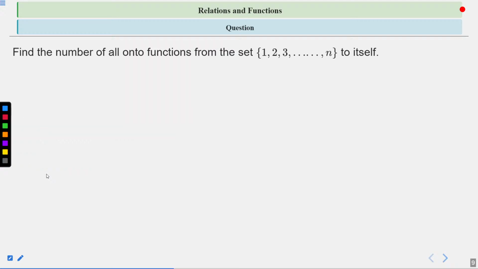We basically have to find the number of all onto functions from the set {1, 2, 3, ..., n} to itself, right? So we basically have to find what can be the number of onto functions from the set 1 to n to itself, right? So what are onto functions? Codomain should be equal to range, right? That means all the elements in the codomain, in the range set, must have their pre-image in the domain set, for the function to be onto, right?